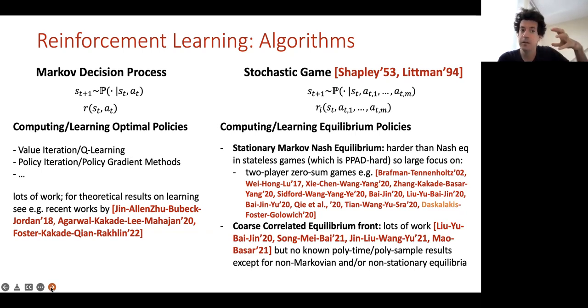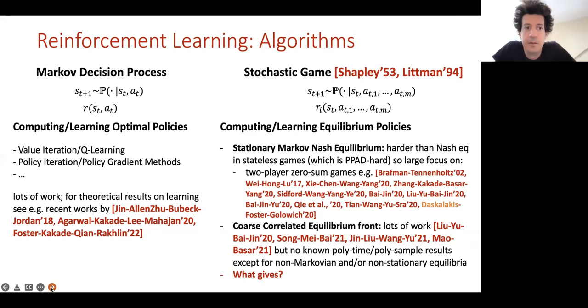Coarse correlated equilibria in single-shot, normal form games is a very tractable problem, using linear programming or no-regret learning. But there are no known polynomial time and polynomial sample results, except some results that deliver either non-Markovian strategies or non-stationary strategies. And what I want to ask in this talk is why is that the case? Why is it that coarse correlated equilibrium, which is a go-to solution concept to avoid intractability results, why is there not much progress on that front, okay?